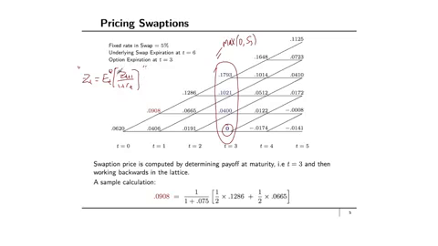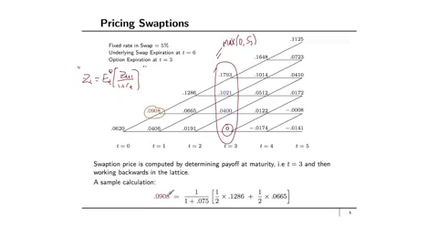Note I don't have any intermediate coupon or cash flow in here, and that's because the swaption doesn't pay any intermediate coupons or cash flows between t equals 0 and t equals 3. So I just iterate this backwards to get the value of 0.0620 as being the value of the swaption at t equals 0. So here's a sample calculation.